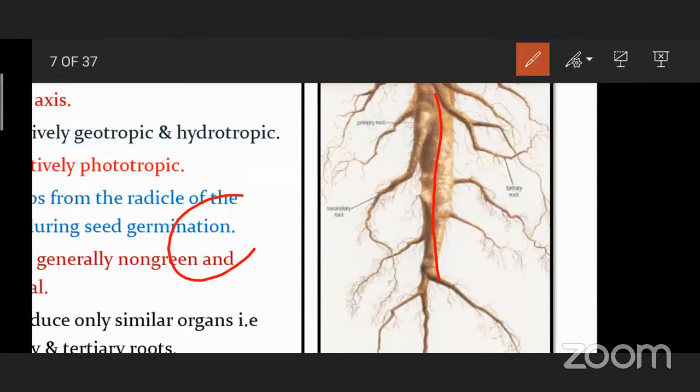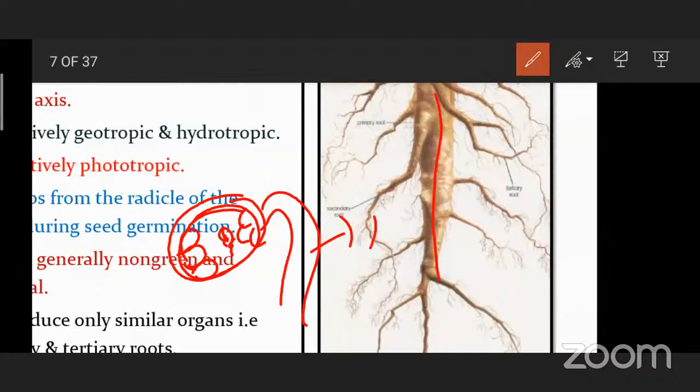See here, for example, this is the seed. Inside the seed is the embryo. Inside the embryo, one egg cell and two synergids, two polar nuclear cells and three antipodal cells are there. It develops from the radicle of the embryo during seed germination. This is called the radicle. The radicle is the embryonic root of the plant.